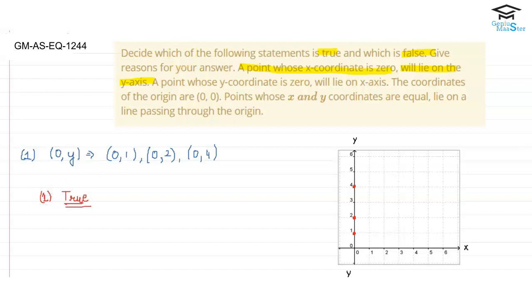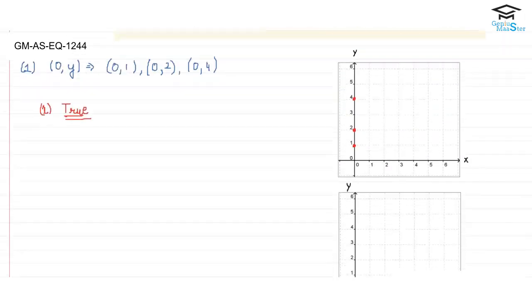Let's move to the next part of this question, which says a point whose y coordinate is 0 will lie on the x-axis. Let's see if it is true or not. The second part will be in the form of (x, 0). So it can be (1, 0), (3, 0), (5, 0), or anything in the form of (x, 0).